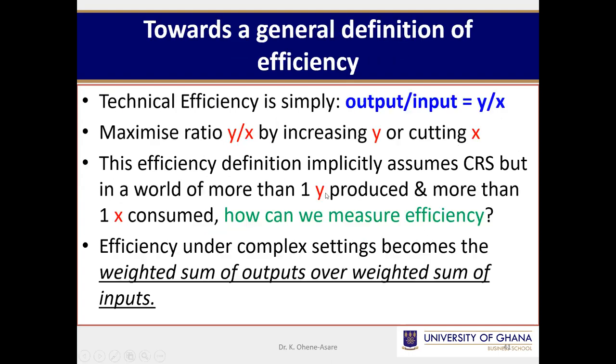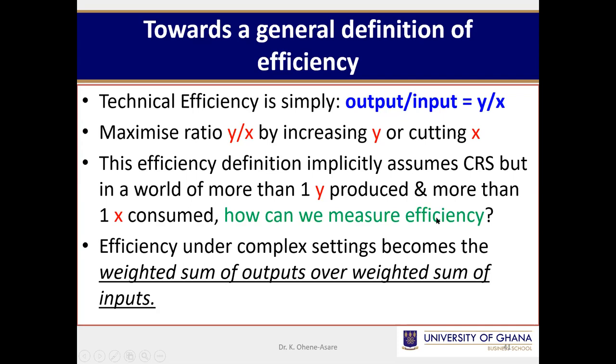Now, once you have defined this, you have to now explain the definition of efficiency. We are now moving towards the real, mathematical definition of efficiency. What is efficiency? In simple language, efficiency is output over input, Y over X. And how do you maximize that efficiency? How do you raise the Y over the X? If you want to raise the ratio, you can either reduce the X, which is the input, or you can increase the Y, which is the output. Then that will raise efficiency. This definition is automatically assuming that there are constant returns to scale. That's automatic. But in real life, you can't have one input and one output.